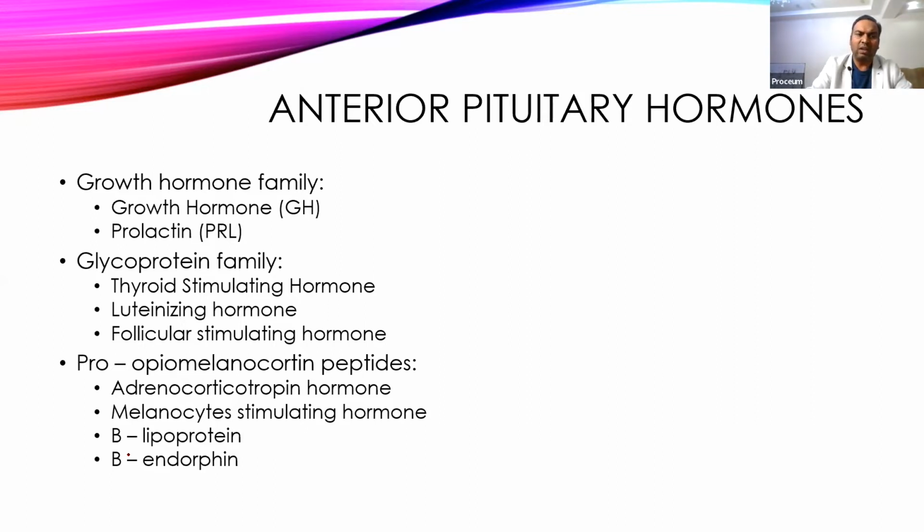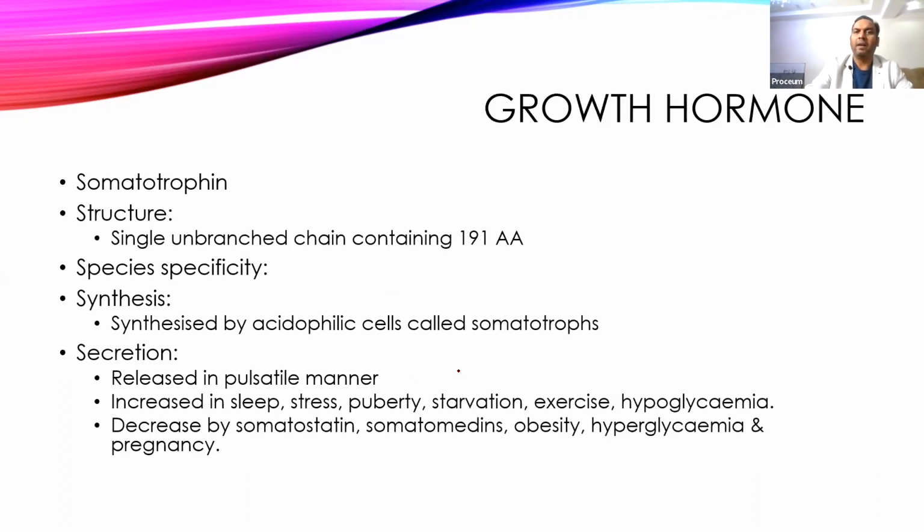Out of these, here we will talk about growth hormone, prolactin, TSH, LH, FSH, and ACTH. First we'll talk about growth hormone. This is one of the important hormones of the pituitary, and it promotes growth. This hormone is a polypeptide in nature and contains 191 amino acids. From species to species, the structure of this hormone keeps changing, so it has very high species specificity.